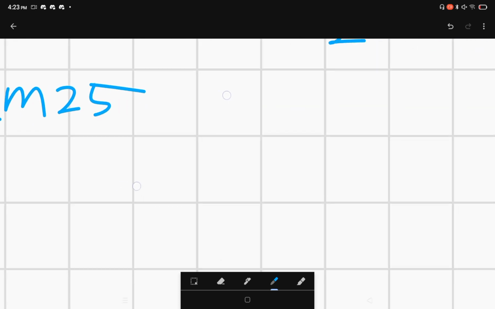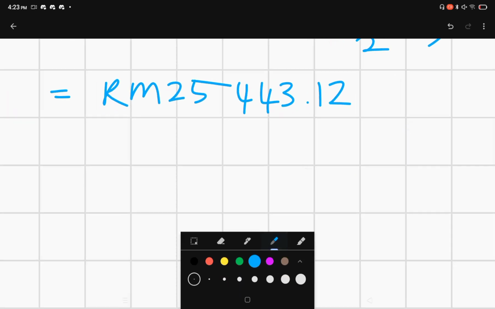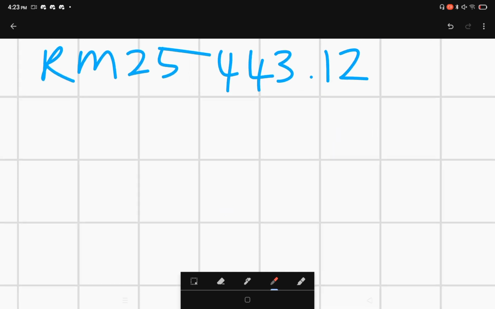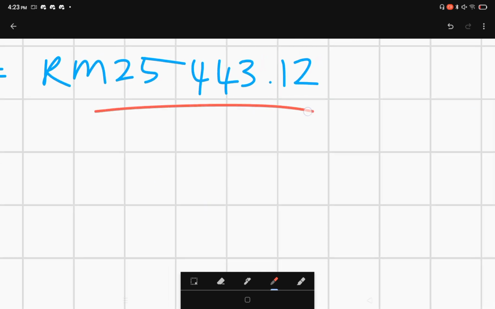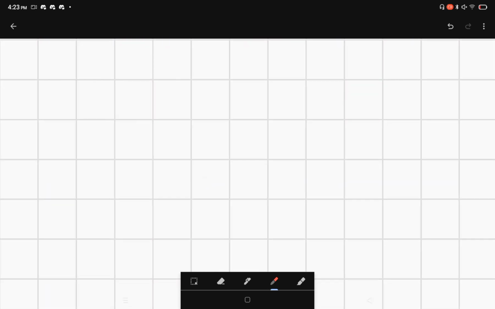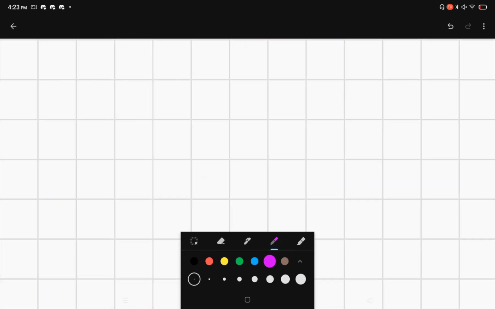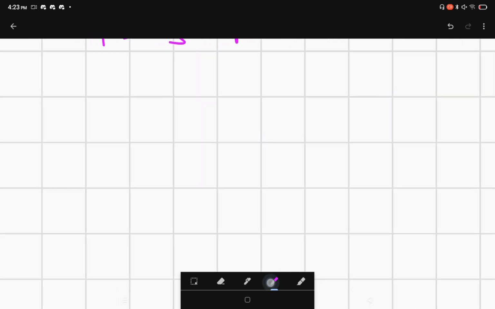So we will get 25,443 ringgit 12 cents. So at the end of 5 years, the total amount to be paid is this amount. And finally, we calculate the total interest paid, which we will use this formula.